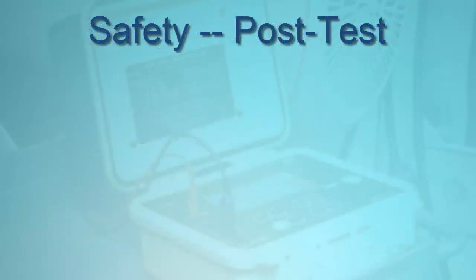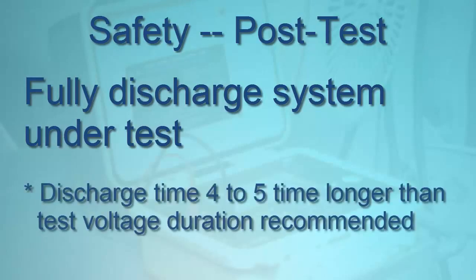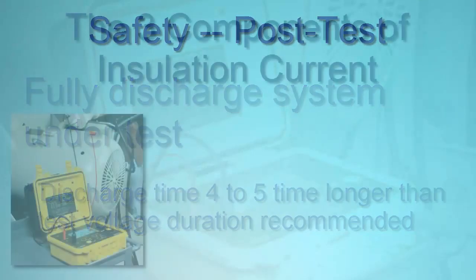And after the test is complete, make sure the system under test is fully discharged. A minimum discharge time of 4 to 5 times the duration of the applied test voltage is recommended. Some insulation resistance test instruments feature a built-in circuit to ensure a safe discharge after the test. Instruments with this capacity ensure devices are safely discharged after every test.